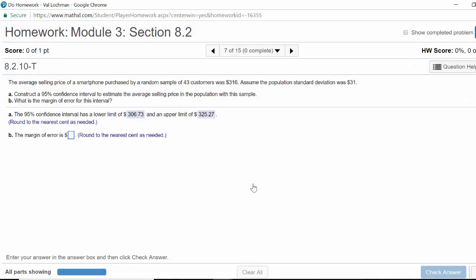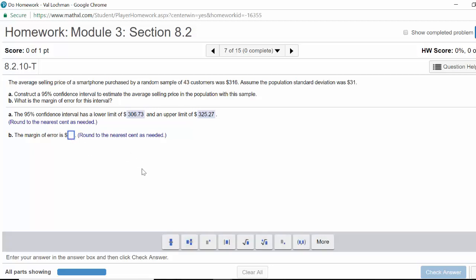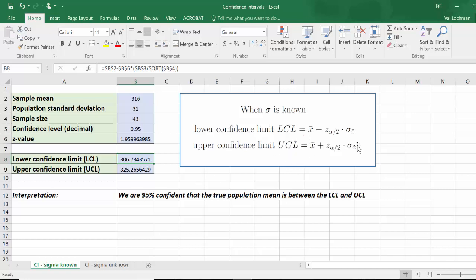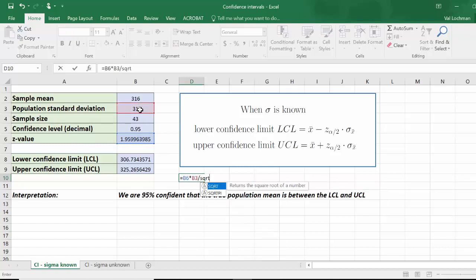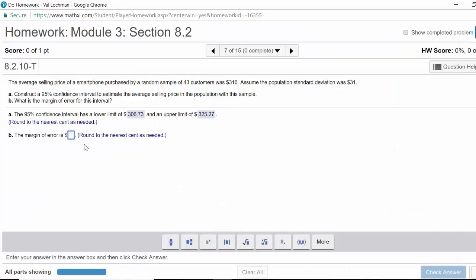Okay, that's correct. What is the margin of error? So it's actually asking us to find what? So the margin of error would be the z value times the standard error. So you can compute it real quick. So that would be this times the standard error, which is the population standard deviation, divide by the square root of, in my case, it's 43, right? Okay, so mine is 9.27.